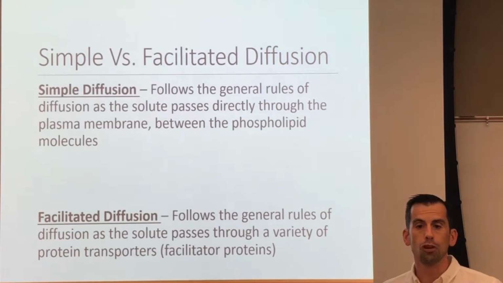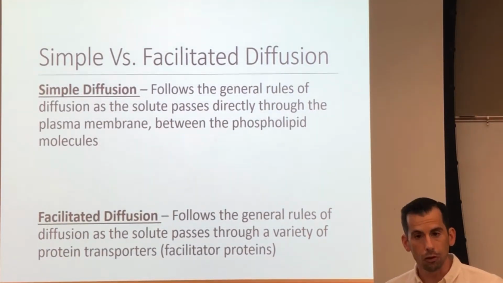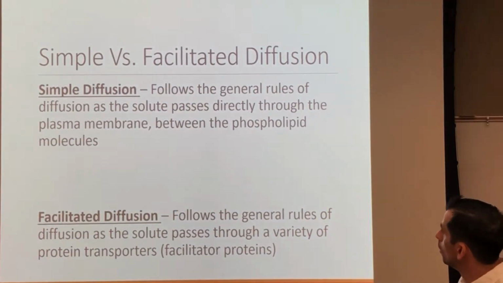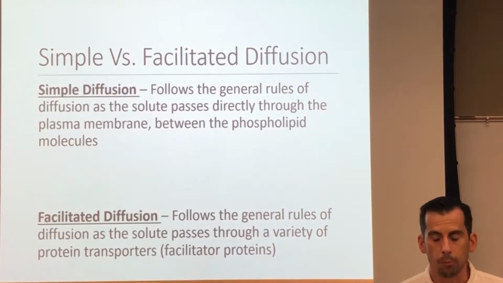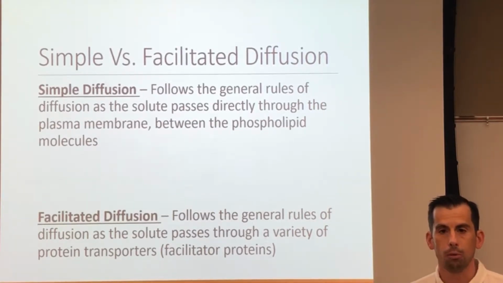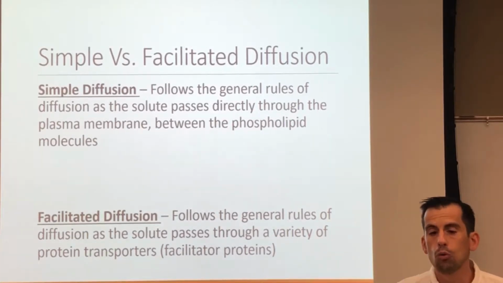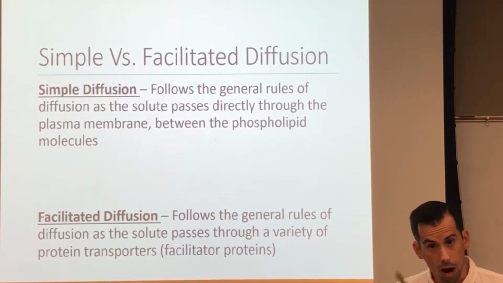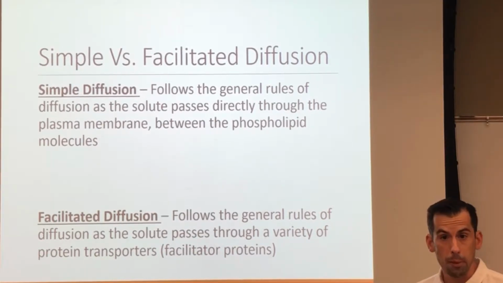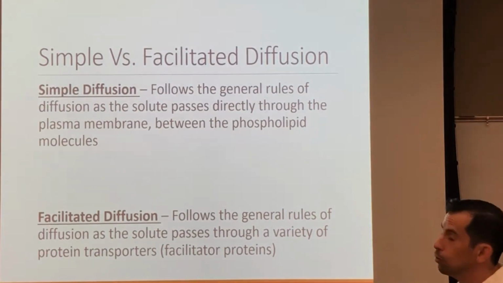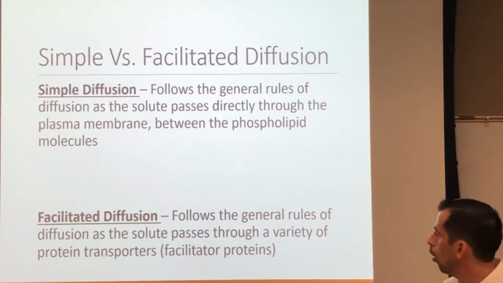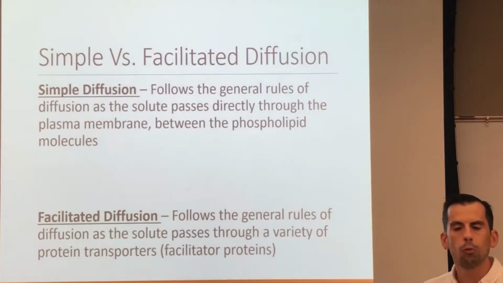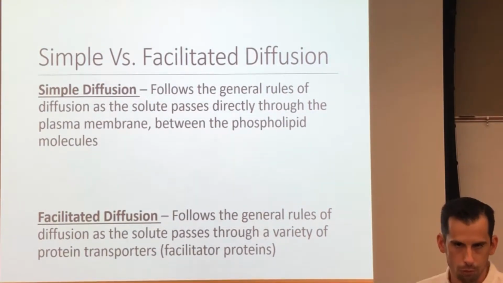Two different types of diffusion that we'll have to deal with: simple versus facilitated. Simple diffusion is when a solute goes directly through the plasma membrane with no necessary help, directly through those phospholipid heads and through that fatty acid tail environment that we saw sandwiched in the middle of our plasma membrane. Facilitated diffusion, just like the term indicates, requires help. It requires facilitation.